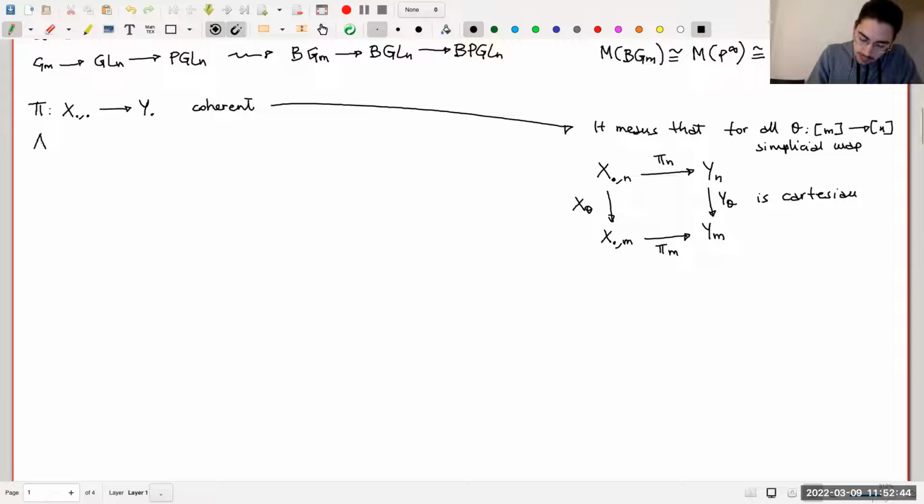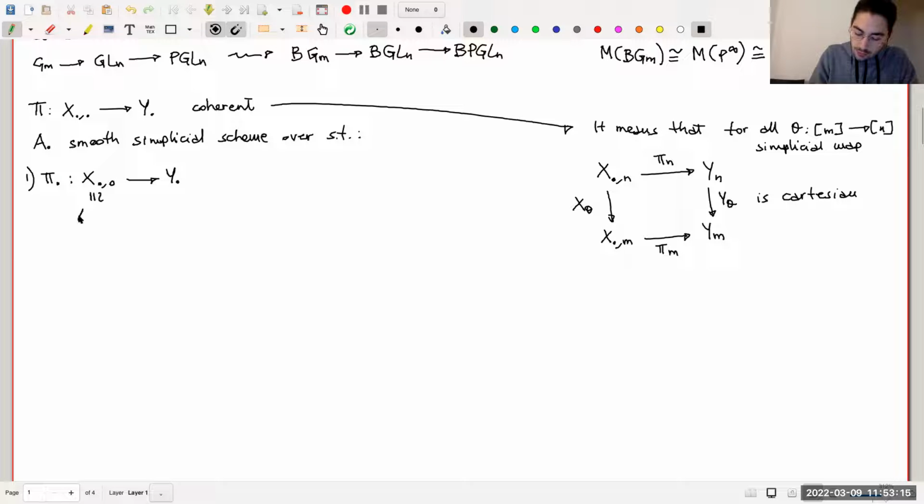Okay, and moreover, we consider a smooth simplicial scheme A_• over K such that, so we require first, then π_0, so π on the 0 level, it goes from X_{•,0} to Y_•. So I require this to be the product of A_• times Y_0. Okay, I require this π_0 to be the projection to the second factor in this case. So Y here, sorry.